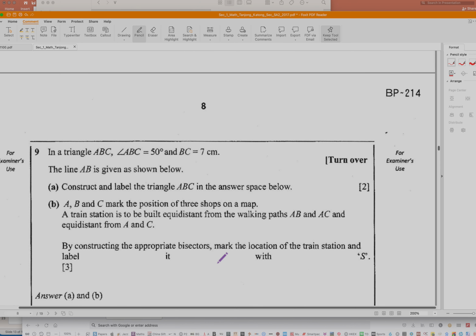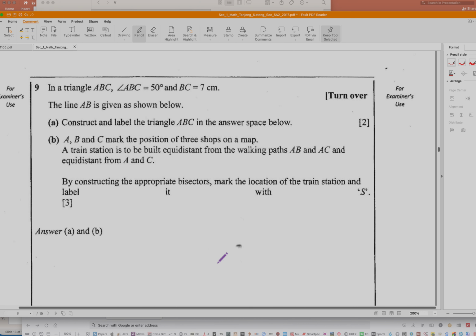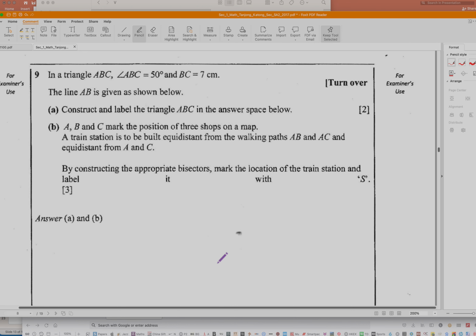Yeah, this Question 9, the drawing thingy, bisect. I'm not sure, show me your work. Did you bring your tool? Yes. Good. Okay, I'm not sure if it's correct. I need to see that angle ABC is 50 degrees. Then BC is 7.